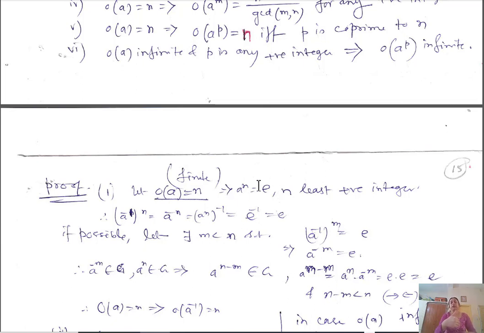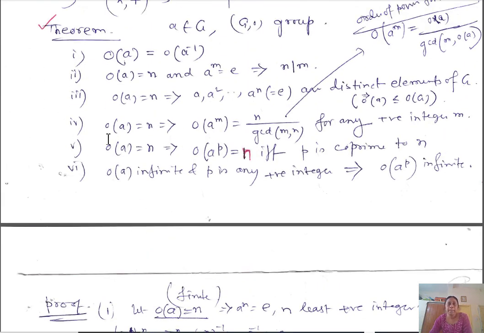So this way I can establish that n is the order of a inverse also. Okay, so the first proof I have done. The second proof we have already discussed while discussing order for primitive roots, the order of a primitive element. They are the same proof.